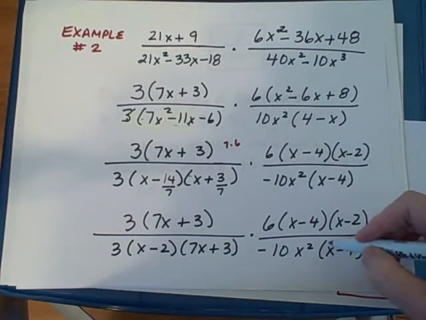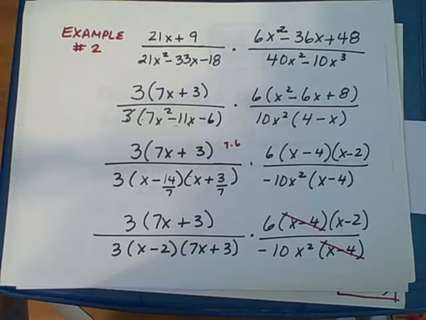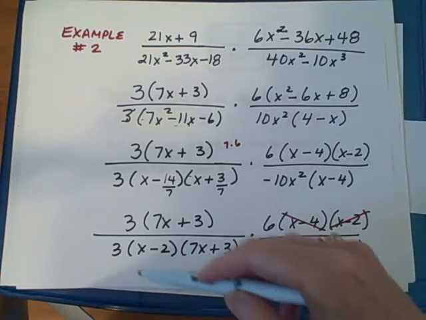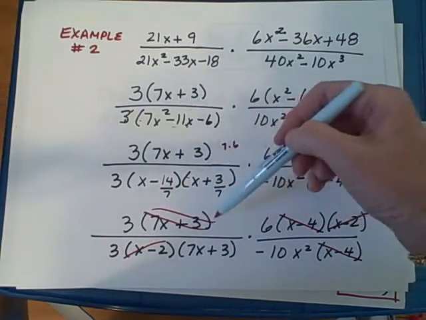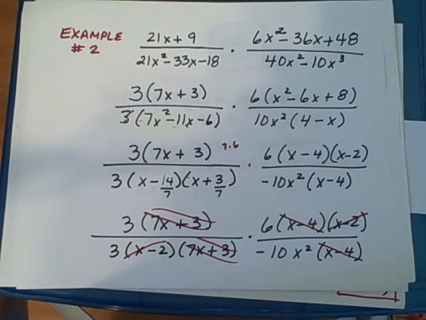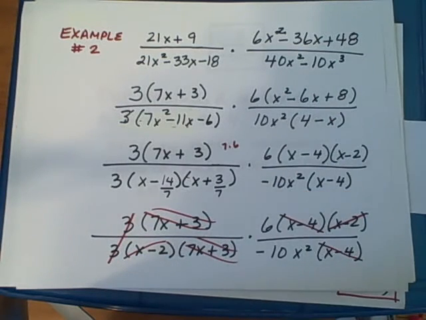Now it's time to have the fun of canceling. So we got x minus 4 and x minus 4. Bet you can spot a couple more here. A real nice one would be x minus 2 right here with this x minus 2. Do you see any more? How about this one? 7x plus 3 times 7x plus 3. Wow, we got a lot done there. But we have to look at our numbers as well as our binomials. This 3 divided by 3 will also cancel out.